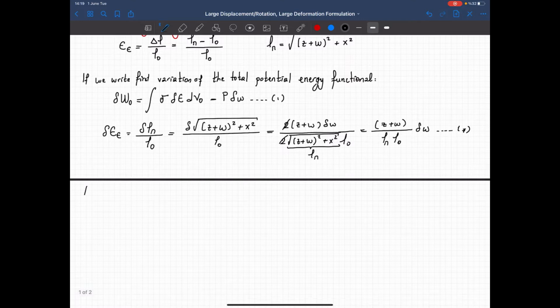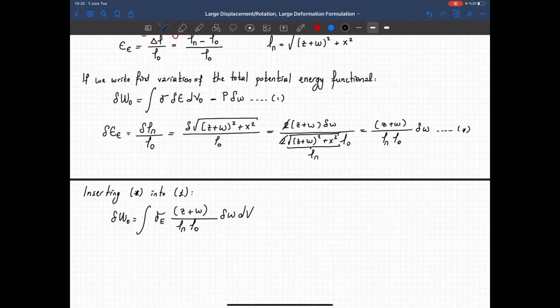Now, inserting star into 1, we get the following. The virtual work is equal to the integral of stress, let's call it stress due to engineering strain, times (Z plus W) divided by Ln L0, times the virtual displacement, dV0, minus P times the first variation in displacement.